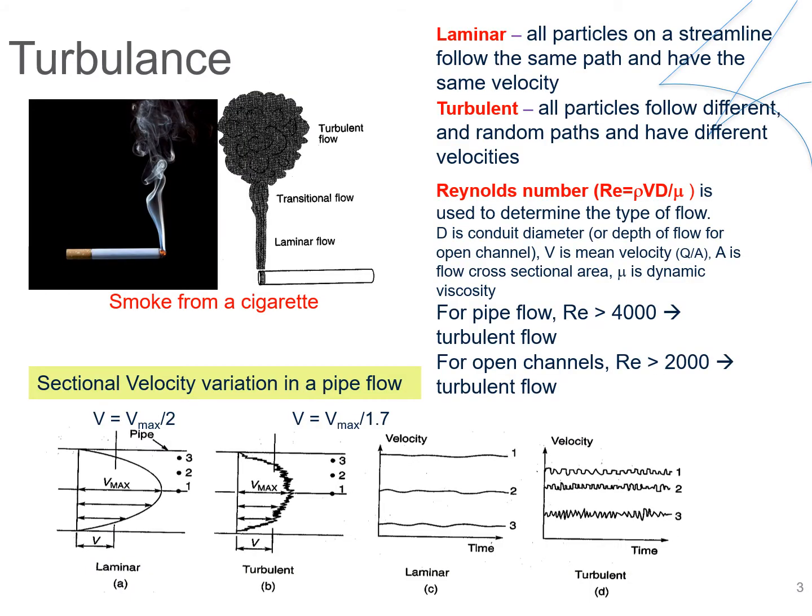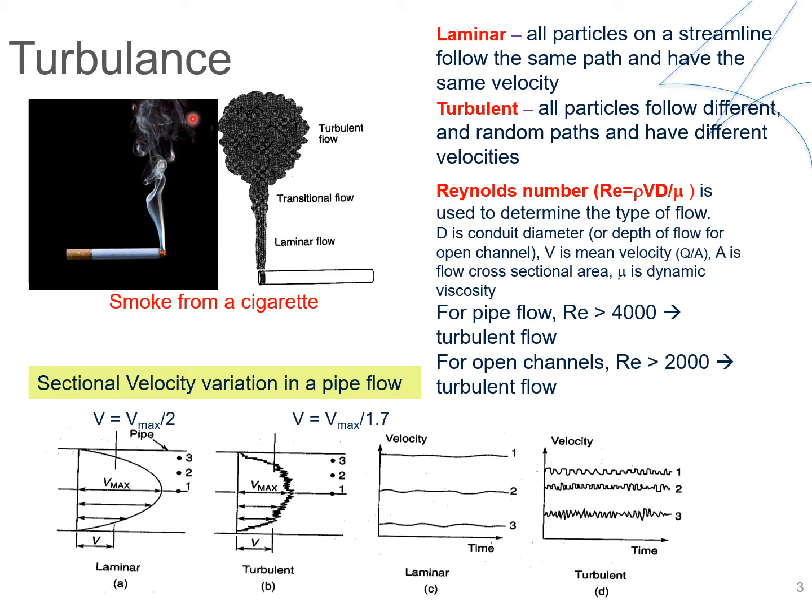Now let's look at the first factor, which is turbulence. Turbulence is basically the measure of mixing of fluid particles when they are in motion. So let's see a figure here. This is smoke from a cigarette, and up to a certain height we see a kind of streamline of the flow of the smoke, and after a certain height it seems to be a random flow.